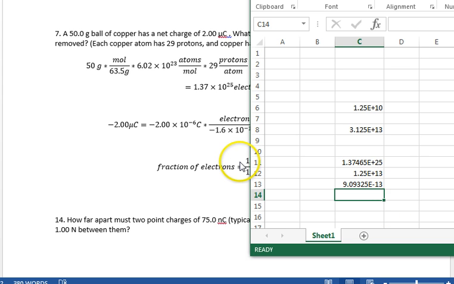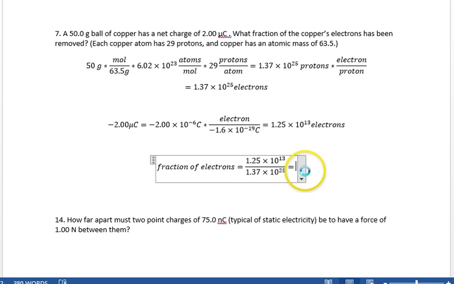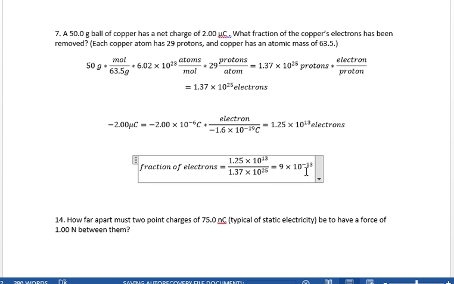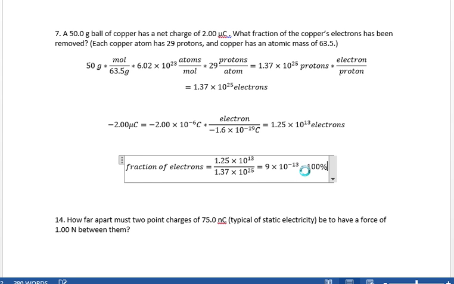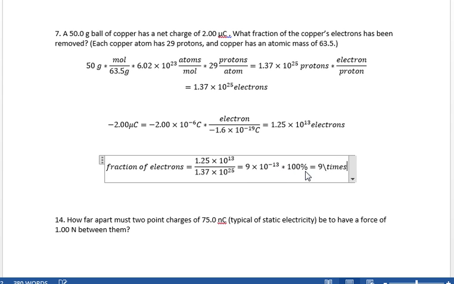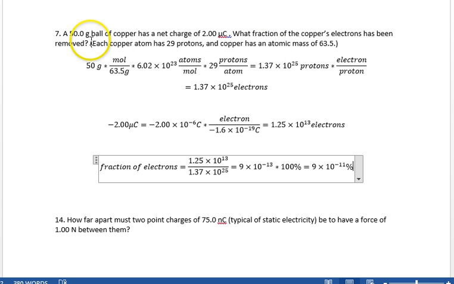9 times 10 to the minus 13. That is a fraction, right? And if we want that in percent, multiply by 100%. And so this is 9 times 10 to the minus 11% of the electrons that have to be removed in order to give the copper ball a net charge of plus 2 microcoulombs. And that's it for problem 7.